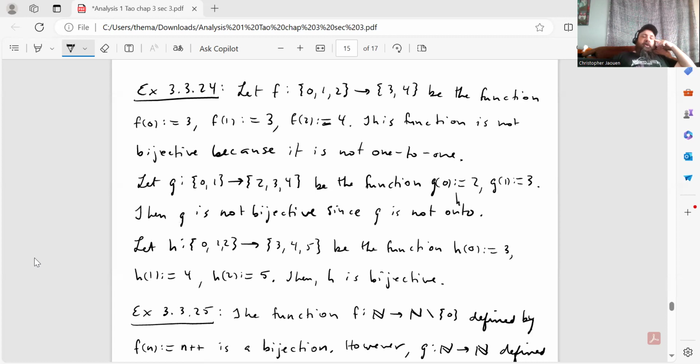Right? And finally, let h be the function from the set containing 0, 1, 2 to the set 3, 4, 5, defined by h of 0 is mapped to 3, h of 1 is mapped to 4, h of 2 is mapped to 5. Then h is bijective because it's both onto and one-to-one.